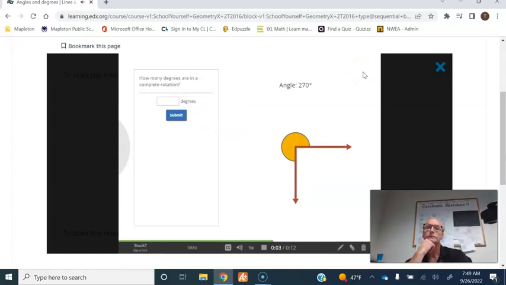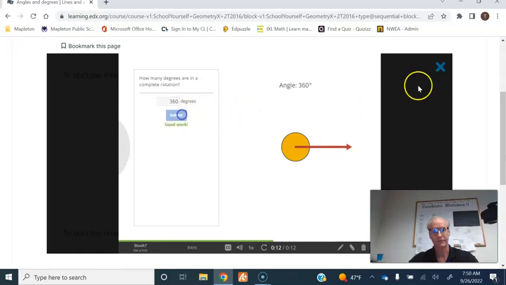So now how many degrees are in a complete rotation, meaning you rotate this ray all the way around until it's back where it started? Your answer should be a whole number. Okay, all the way around is 360 degrees. Like I said before, it's also 0, by the way, 359, and then the next one is 360.